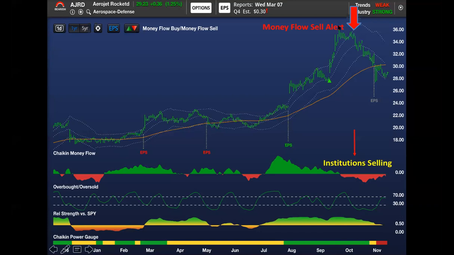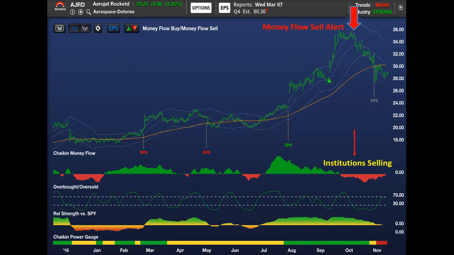And everything looked great, except as it tested that old high, the same way Advanced Auto Parts did, look what happened to money flow. Smart money was getting out of it. Just as individuals were getting sucked in, getting alerts from their trading system that the stock was making a new 52-week high, smart money was selling it, and you want to be selling it with them. And you want to ignore any buying opportunities after a money flow sell alert. They're all off the table.